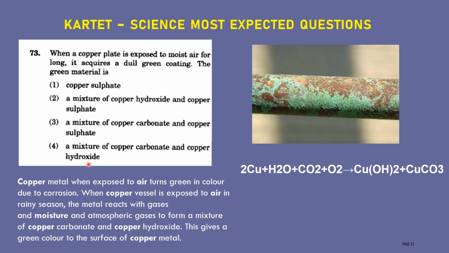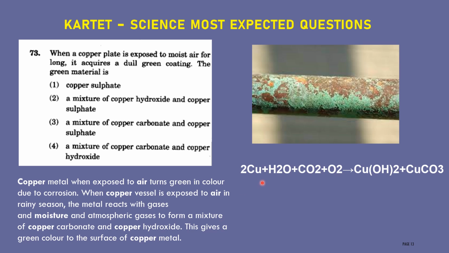Let us discuss here. Copper metal when exposed to air turns green in color. If you expose copper metal to air, you can see green patches on the copper. This is due to the process of corrosion. When a copper vessel is exposed to air in the rainy season, the metal reacts with moisture and atmospheric gases to form a mixture of copper carbonate and copper hydroxide. This gives a green color to the surface of the copper metal.